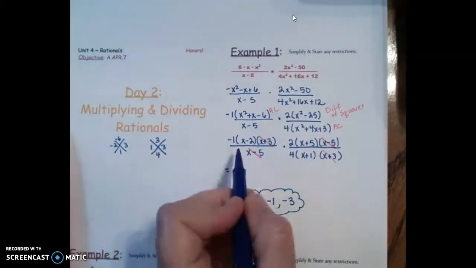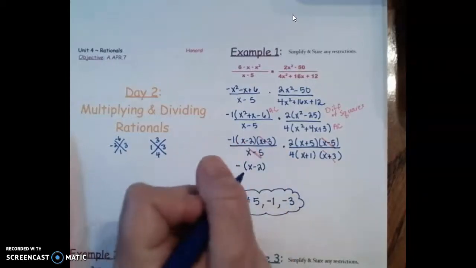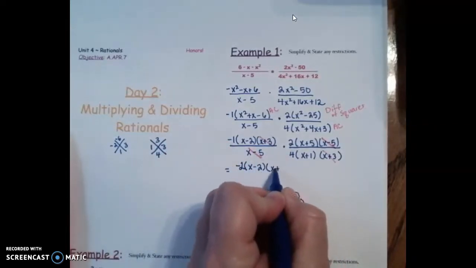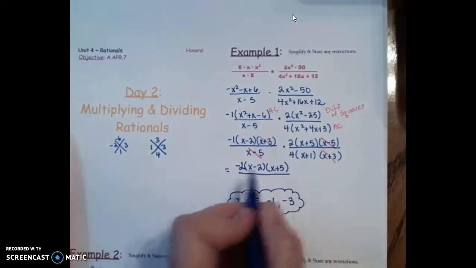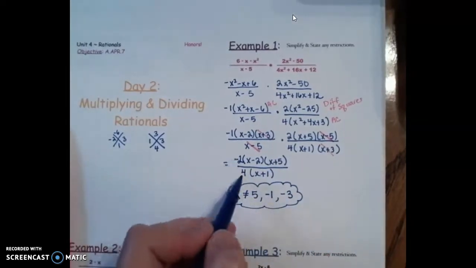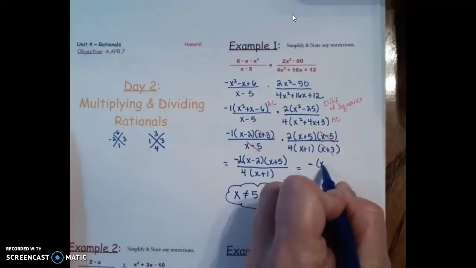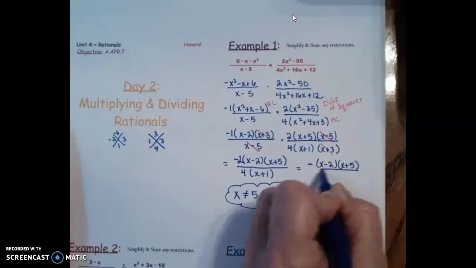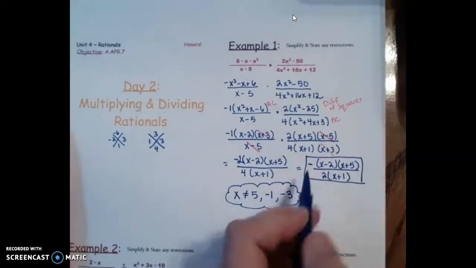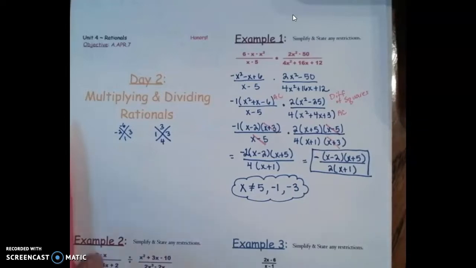So we can then say, across the top we have -1. I'm just going to leave that as a negative now, times x minus 2. And then I have 2, so I'm going to put that out front here. And then I have an x plus 5. And then I have 4 times x plus 1. But then if we think about this, 2/4 is really 1/2. So I'm just going to leave this negative, x minus 2, x plus 5. And then the 4 will become a 2 times x plus 1. So that gives me my -1/2 when we simplify that. So that's how you would do example 1 with multiplication.